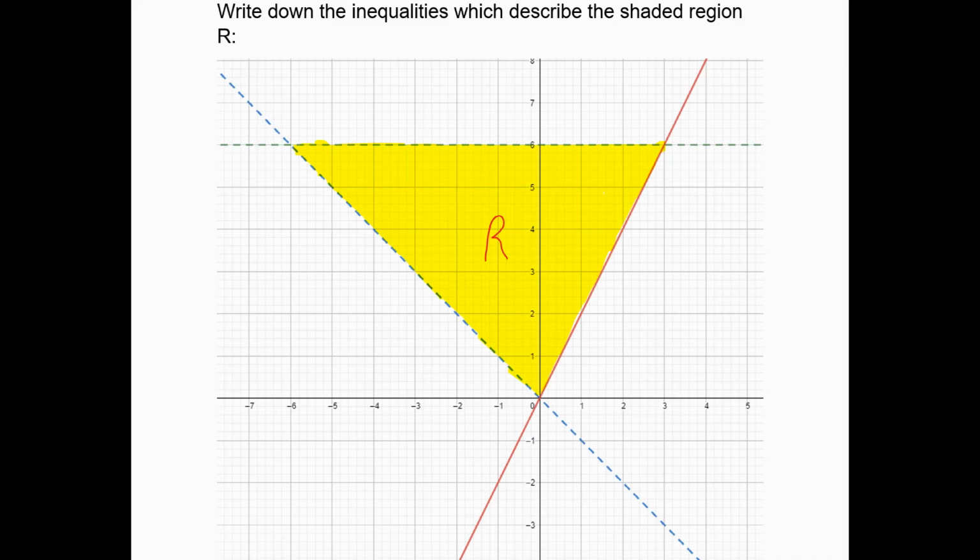Here's a final question for you to try. Please pause the video now and have a go at it. And when you're ready for the answer, press play. And also note, it's slightly different to the others because we have a horizontal line.